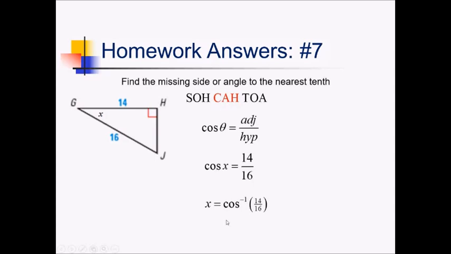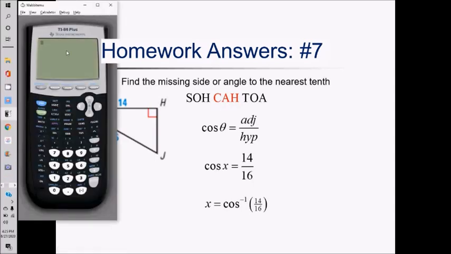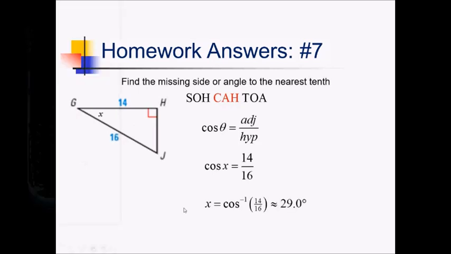And let's use the calculator to get this. So on the calculator, we do second cosine. And then we've got 14 divided by 16. So cosine inverse of this is going to come out to 28.95 and some change. So if I round to the nearest tenth, that has to be a 29.0. And that's in degrees.